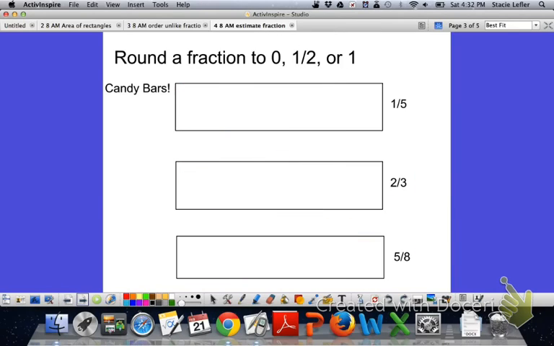Okay, using candy bars as your proof, round each of these fractions to a benchmark of 0, half, or 1. Go ahead and pause the video.